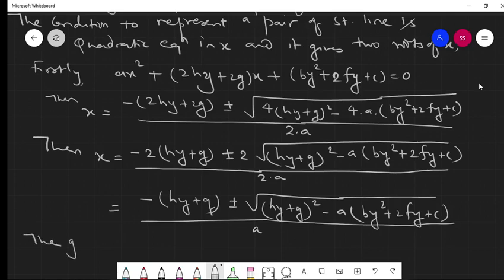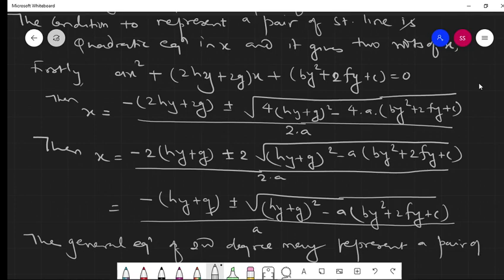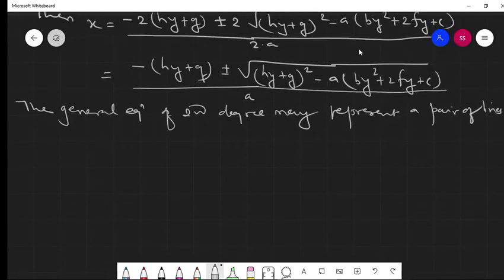The general equation of second degree may represent a pair of lines if the quantity inside the radical sign is a perfect square.